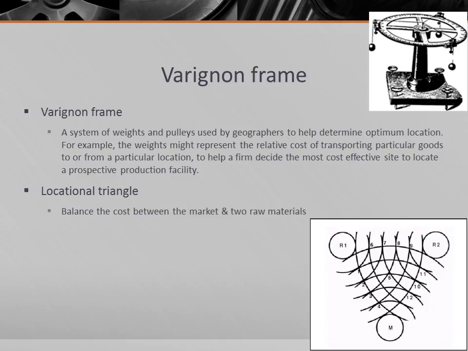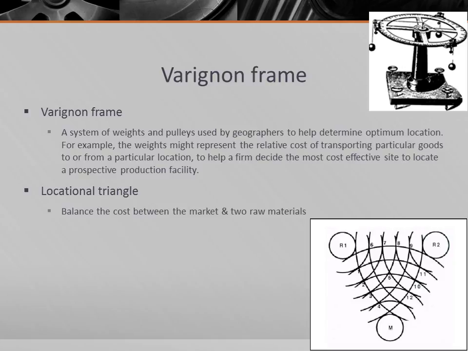Finally, last bit tonight is talking about how Alfred Weber came up with this industrial location theory. And there is a practical tool called the Varejão frame, named after Pierre Varejão, who was a French mathematician. And the Varejão frame was a system of weights and pulleys that is used by geographers to help determine the optimum location for something. For example, the weights might represent the relative cost of transporting a particular good to or from a particular location to help a firm decide the most cost-effective site to locate a prospective production facility.